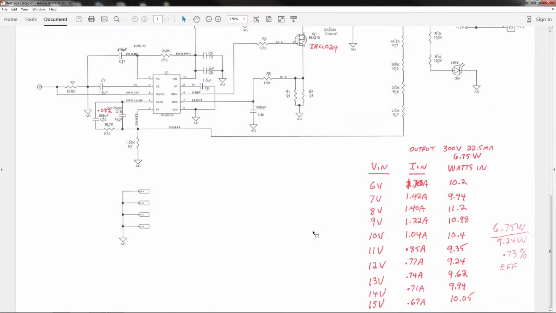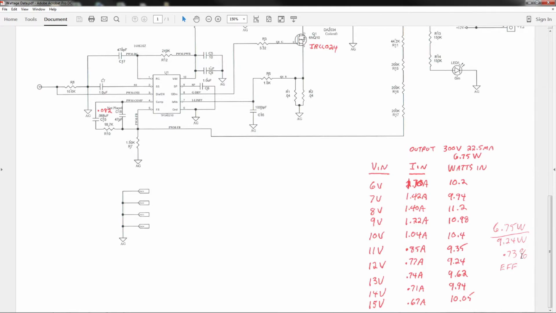I took some power readings for efficiency of the switching power supply from 6 volts input to 15 volts input, took the current in, and set the output for 6.75 watts or 22.5 milliamps at 300 volts. And measured the watts in to the switching power supply at these given input voltages. Turns out the best efficiency, which is a good thing, is at 12 volts. So watts in is 9.24, watts out 6.75. So that gives us an efficiency of 73%, which isn't too bad considering we're stepping 12 volts all the way up to 300.